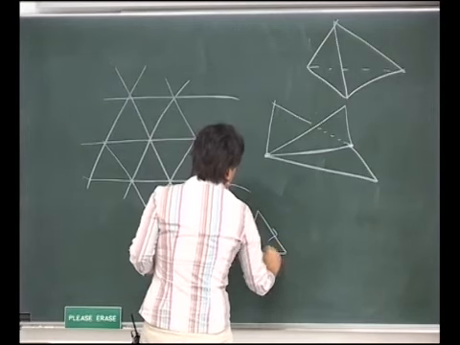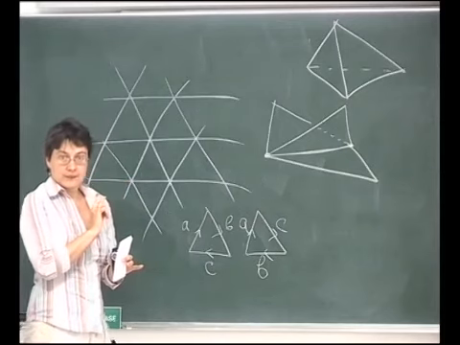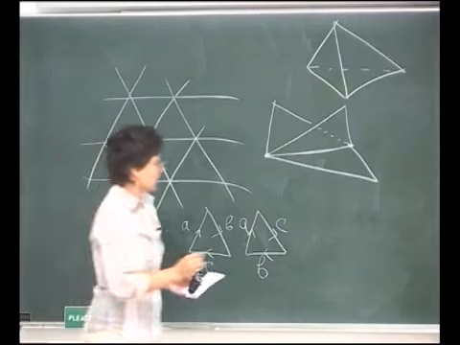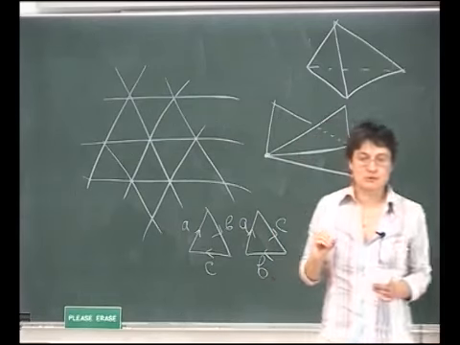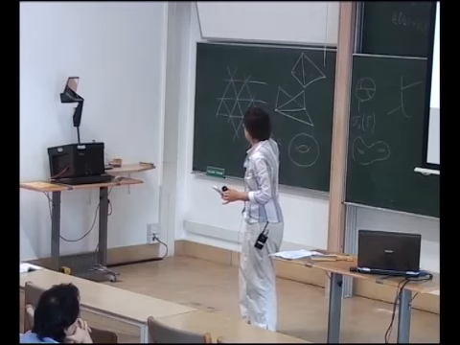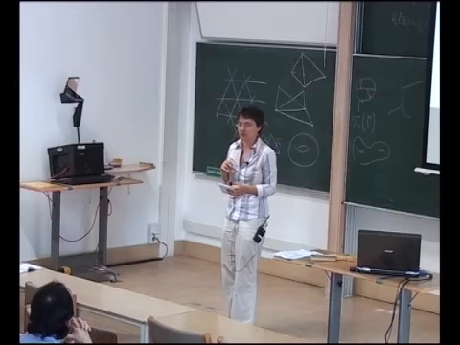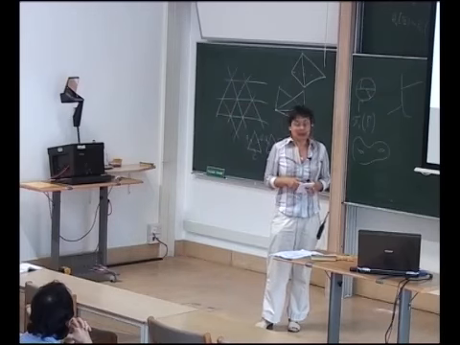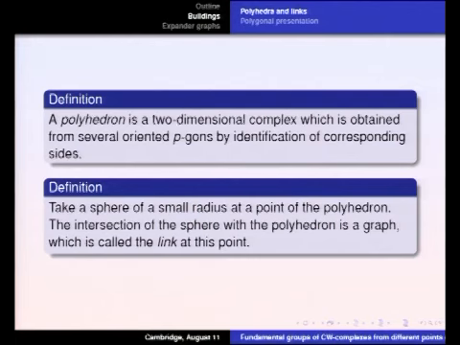Okay? Or we can have maybe a less trivial example. For example, if you take two such triangles, you take A, B, C, and then you take A, C, B, and you glue them again respecting orientation. Then what do you get? You get a torus. And somehow all those vertices of triangles go to one vertex on the torus. Okay, so I think the polyhedron is already clear.